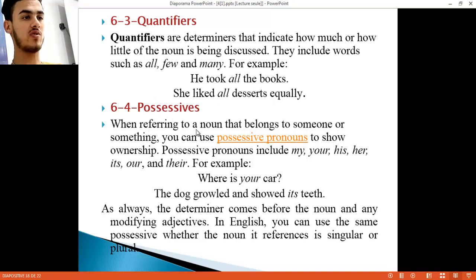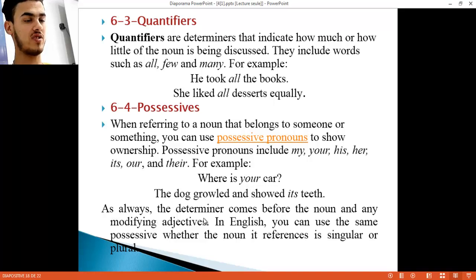Possessives. When referring to a noun that belongs to someone or something, you can use the possessive pronouns to show ownership or the possession of something. Possessive pronouns include my, your, his, her, our, and its. Like in the example, where is your car? So your here is the possessive.